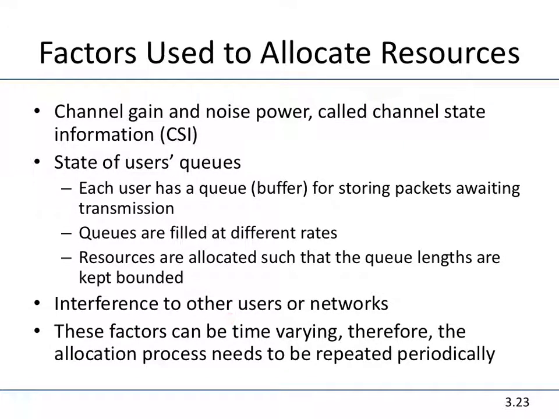Other factors could be interference to other users or networks. In that case, I'm not assigning the resource based on channel state only or queue state. I'm trying to assess if that user sends at this point, he will interfere with other users. He will cause more interference to other users. So I don't only care about the throughput coming from that user. I'm trying to assess the effect on the other users if that user sends.